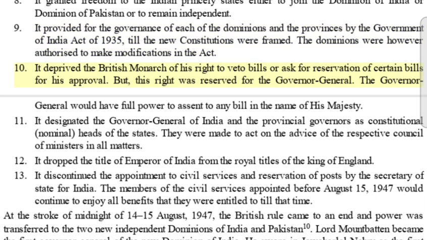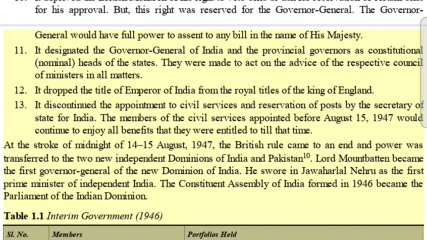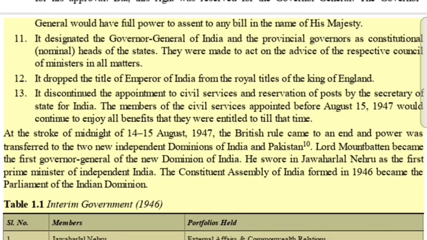10. It deprived the British monarch of his right to veto bills or ask for reservation of certain bills for his approval. But this right was reserved for the Governor-General. The Governor-General would have full power to assent to any bill in the name of His Majesty.